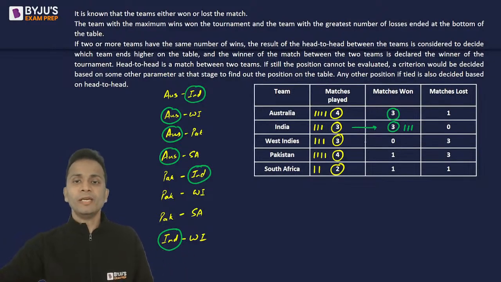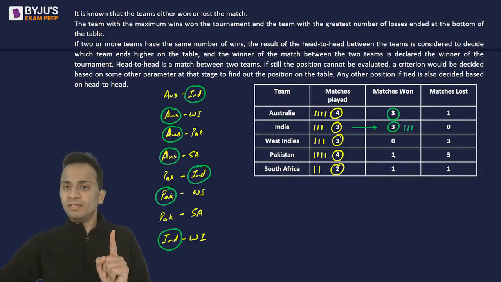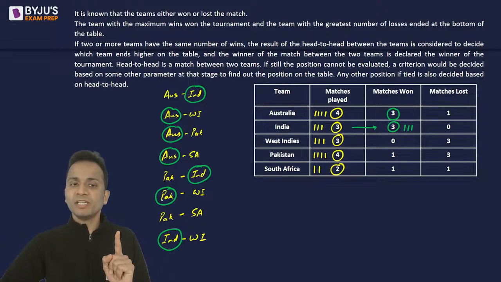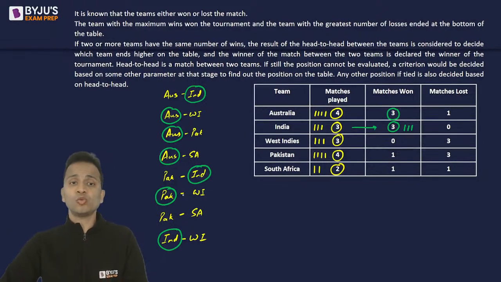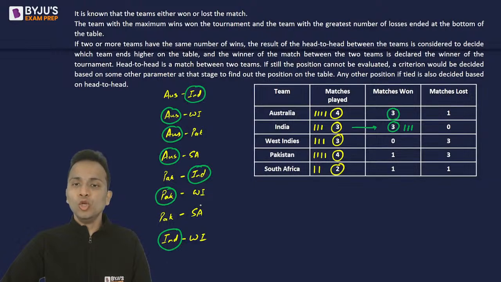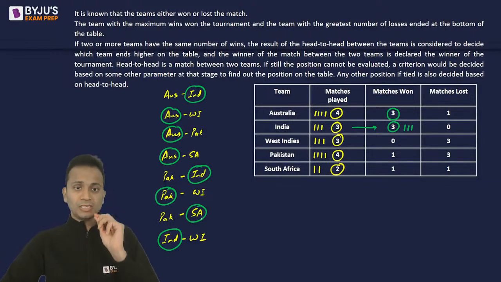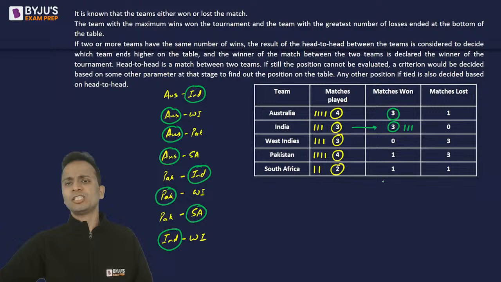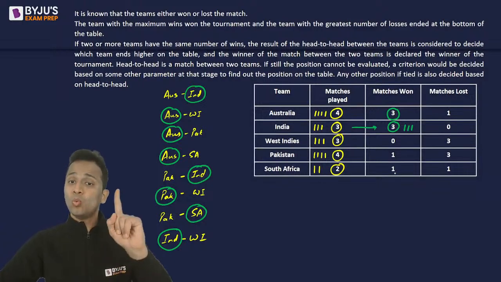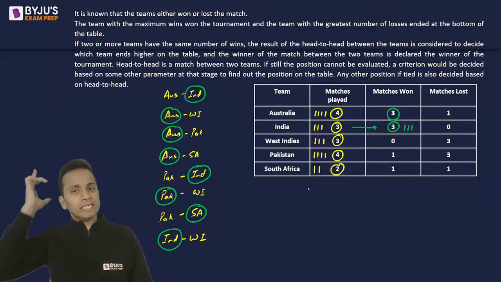Clear? Now West Indies, there should be 0 wins. So West Indies will lose all its matches. So West Indies and Pakistan, this match should be won by Pakistan. Then Pakistan has only 1 win, which it has done against West Indies. So Pakistan will lose the remaining matches. That means South Africa has won this match, and yes, South Africa has won 1 match. So that's it. This is the entire table.